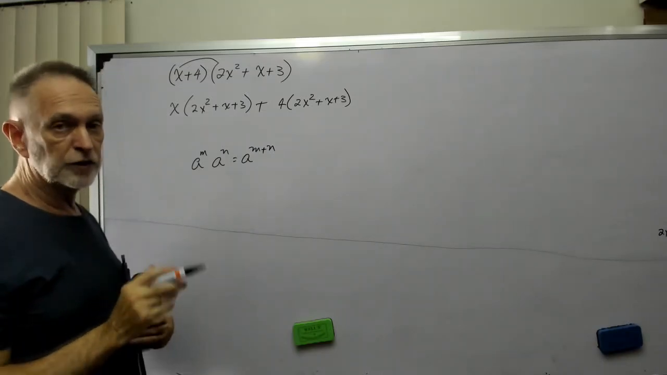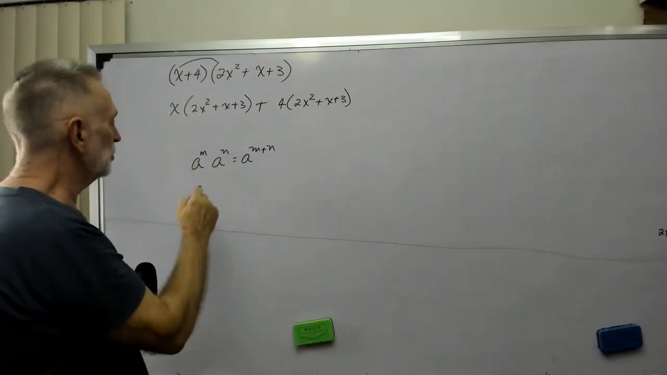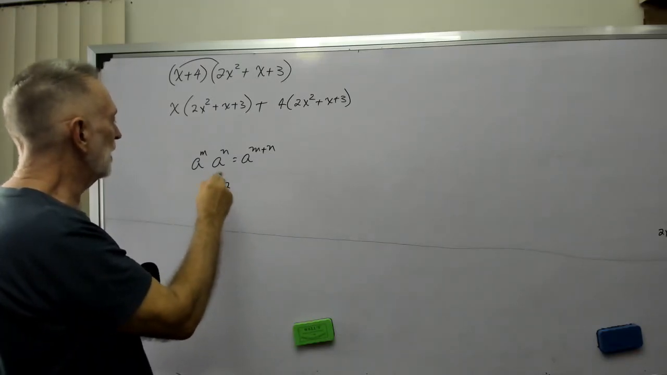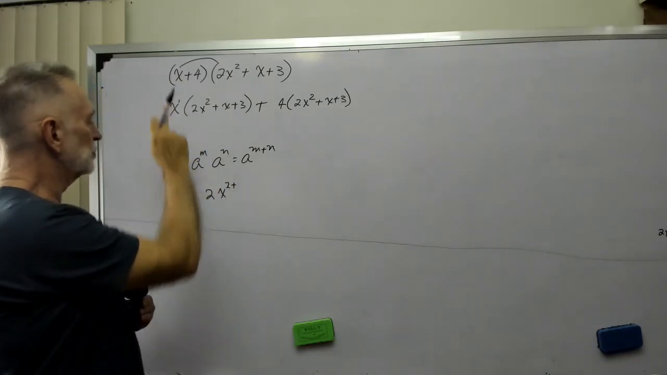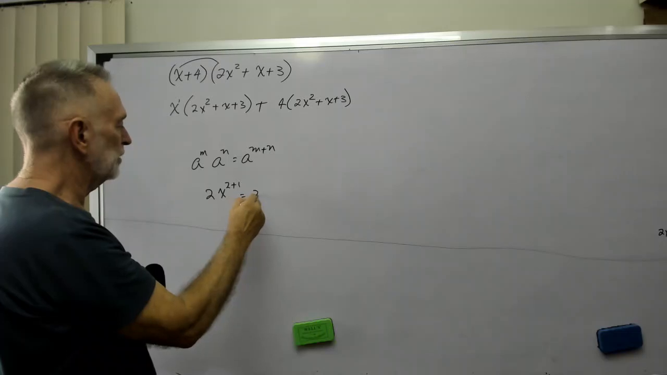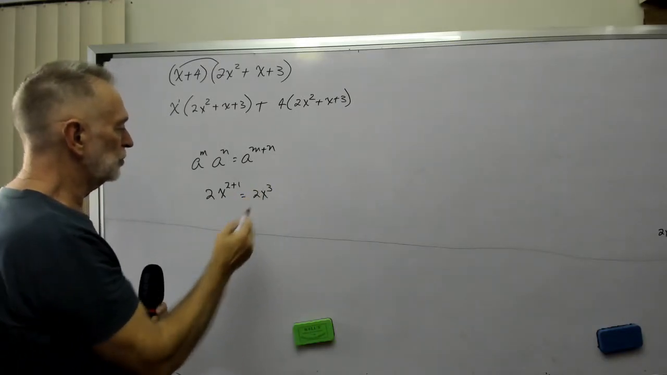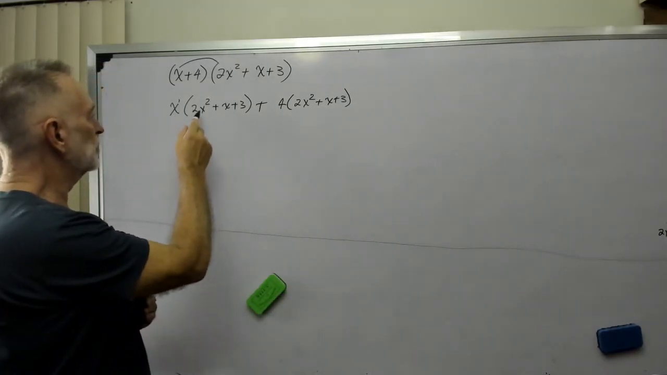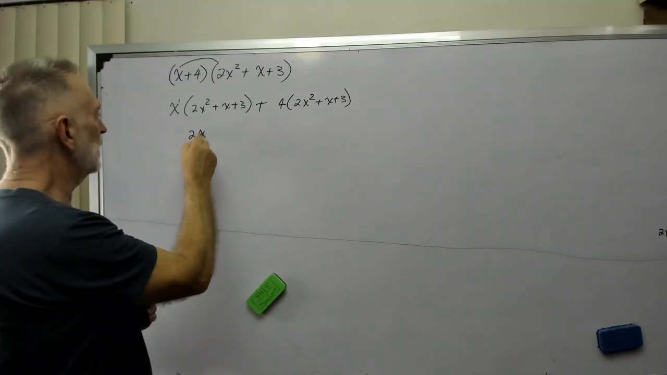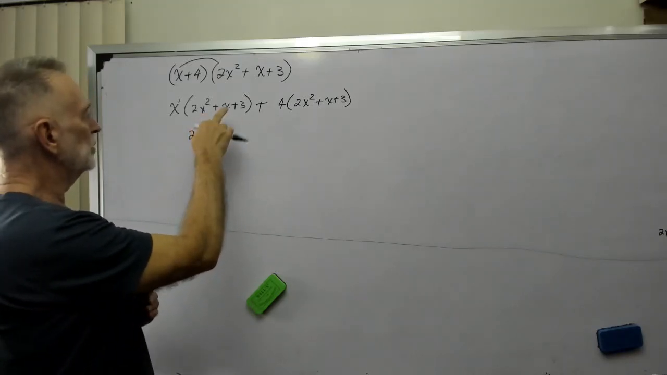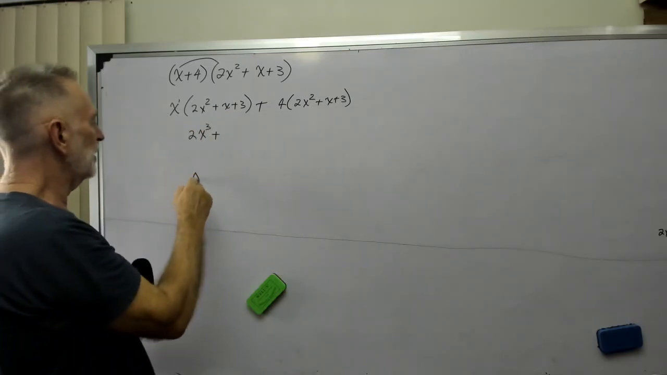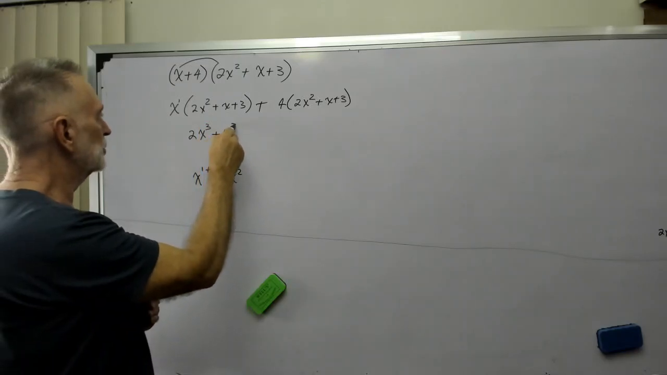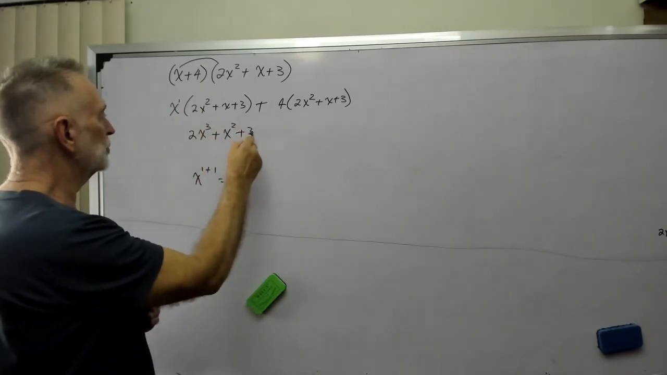Now I have that situation here where I have x times 2x squared. So that's 2 times x to the second power plus, this is x raised to the first power, so that would be 2x cubed, 2x to the third power. Okay, so that's my first term. x to the first power times x squared gives me x to the 1 plus 2, which is x cubed... then x times x is x to the 1 plus 1, which is x squared, plus x times 3, which is 3x.